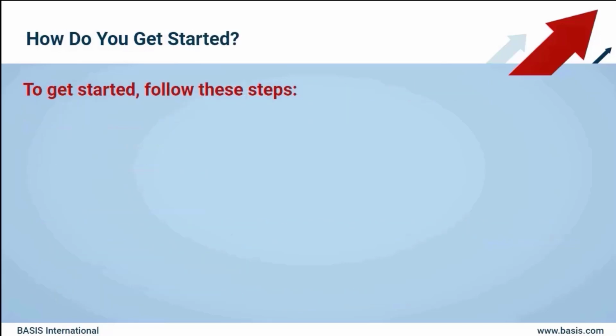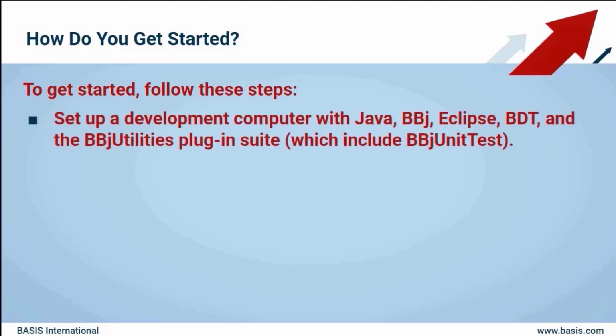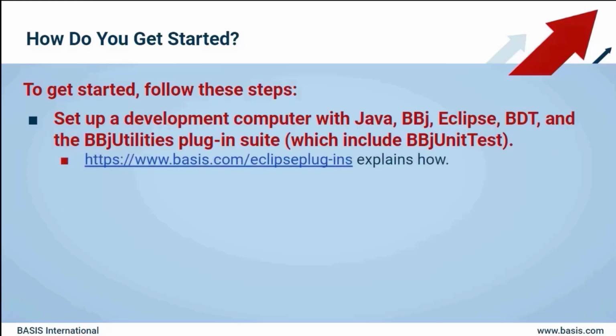So how do you get started? Well, to get started, you follow these steps, and these are basic steps that we'll just fly over really quickly, but you set up a development computer that has Java, BBJ, Eclipse, BDT, and the BBJ Utilities plugin suite, because that's where you're going to find the BBJ Unit Test plugin. And for those of you who haven't done that already, the explanation is at our Eclipse plug-ins page off of our Basis website, which explains how this happens.